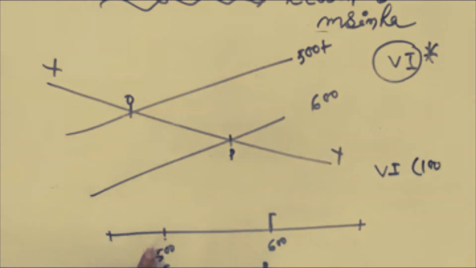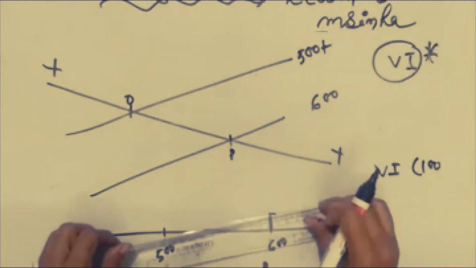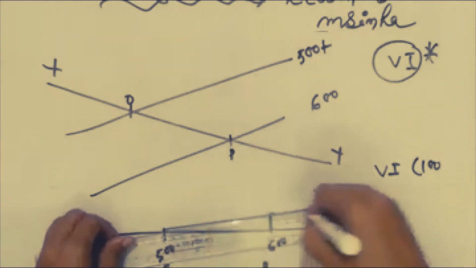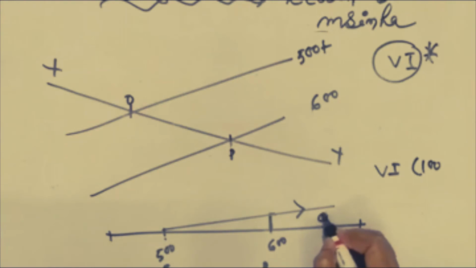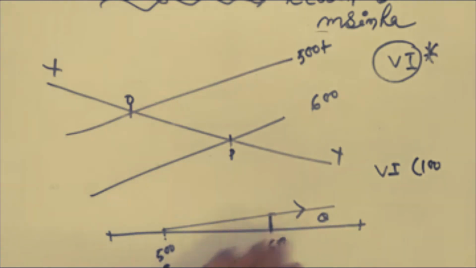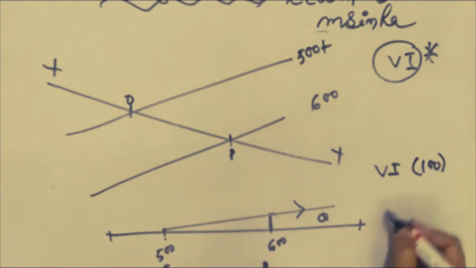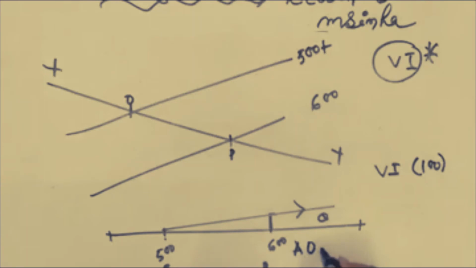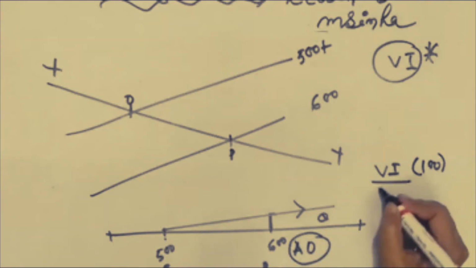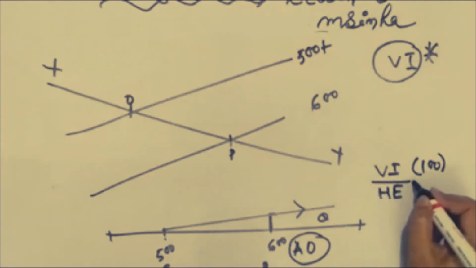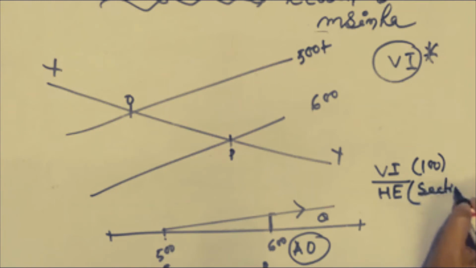With the help of a scale and a protractor, put 0 here, and you can measure this angle. That is the apparent dip. These are the vertical interval along the section line, or any chosen line.